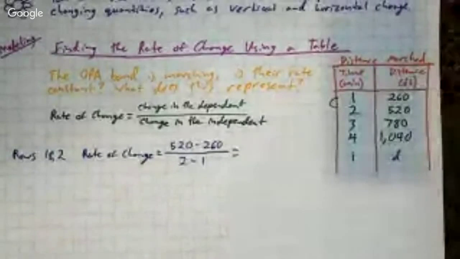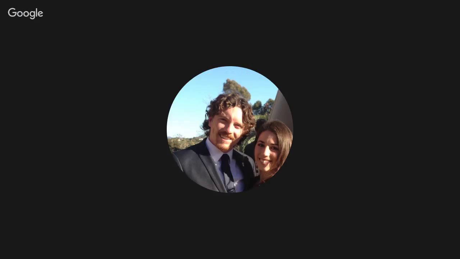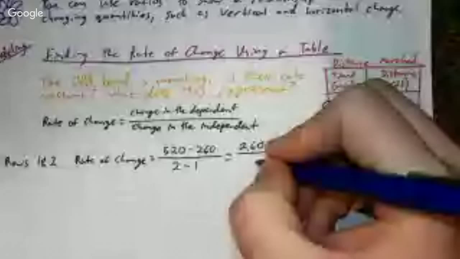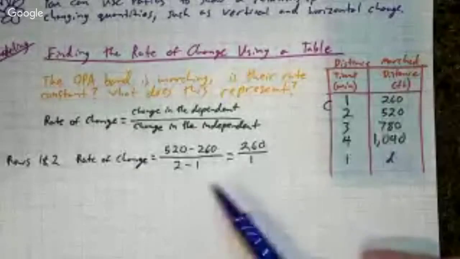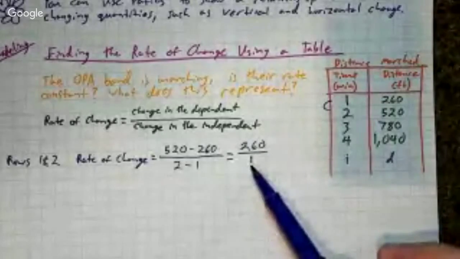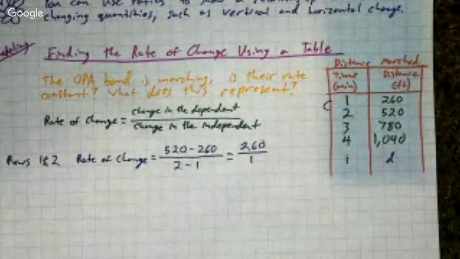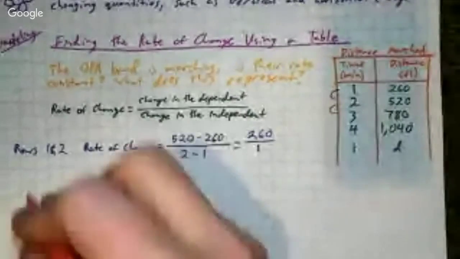Very nice. So now it's going to be 260 over 2 minus 1, which is 1. Okay, so there we have a unit rate. Between rows 1 and 2, the rate of change is right here, and it's a unit rate, 260 steps per 1 minute. But we cannot say that that's it yet because we don't know whether or not it's the same every time. So I'm going to go ahead and choose my next two rows, rows 2 and 3.